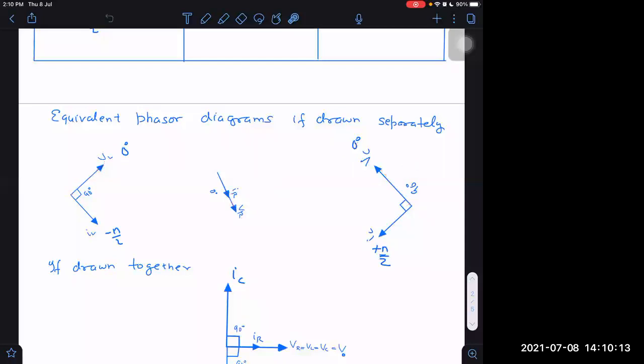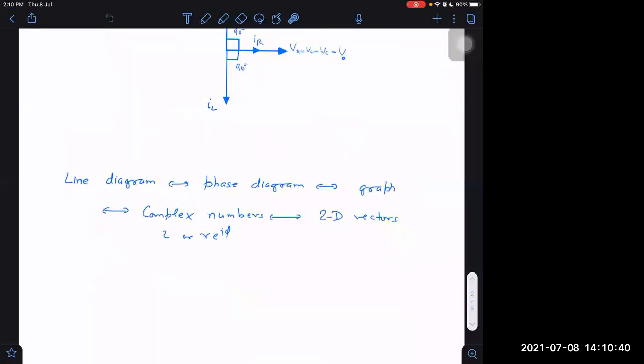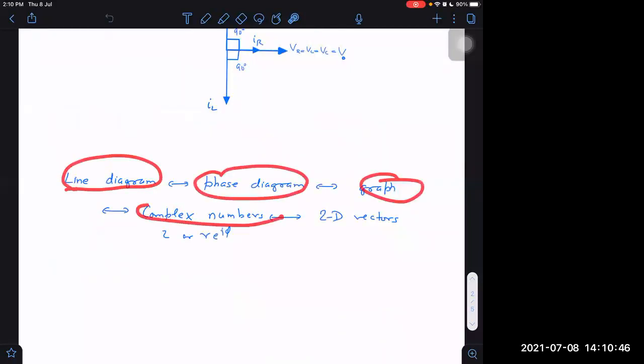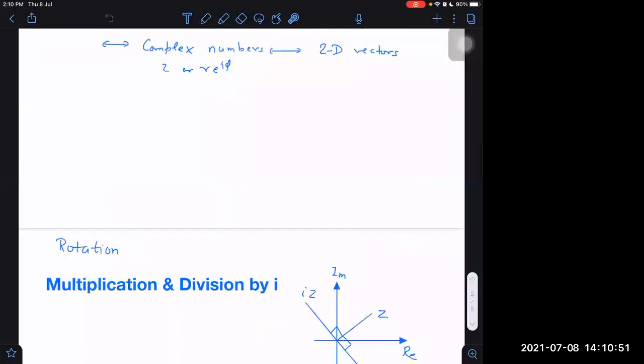So we are not interested in phases. We are interested in relative phase. So with respect to this, it should always be at minus pi by 2. Wherever it is, we don't care. Similarly, with respect to this, VR and IR will be in the same direction. Understood? What is important? The relative phase. You should know how to convert from line diagram to phase diagram to graph to complex numbers to 2D vectors, to all these things. If one thing is given, we should be able to write the others.